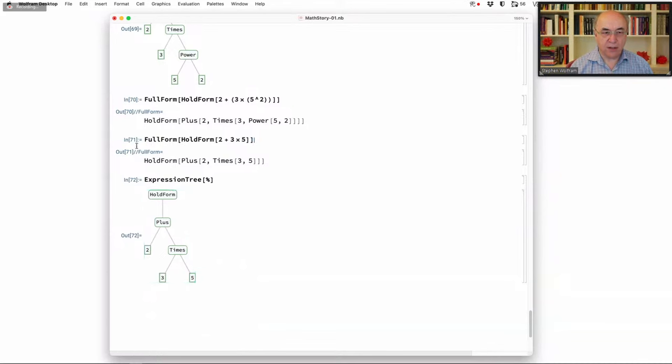If we did this the other way around, we'd see the thing work differently. So let's say it would be something like 3 times 5 plus 2. Again, we'd see that would be a plus on the outside of a times and so on, and the same thing with the tree. Okay, so that's kind of how it works.